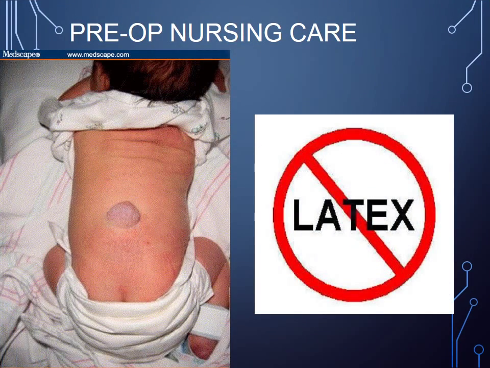Okay, so let's look at some pre-op nursing care. Surgery occurs by 24 to 72 hours after birth. If there is CSF leakage, you need closure within 24 hours. You want to place the infant in prone position with knees slightly flexed. Cover the sac with a sterile saline dressing. Maintain integrity of the sac and monitor for CSF leakage. Assess bowel and bladder function.